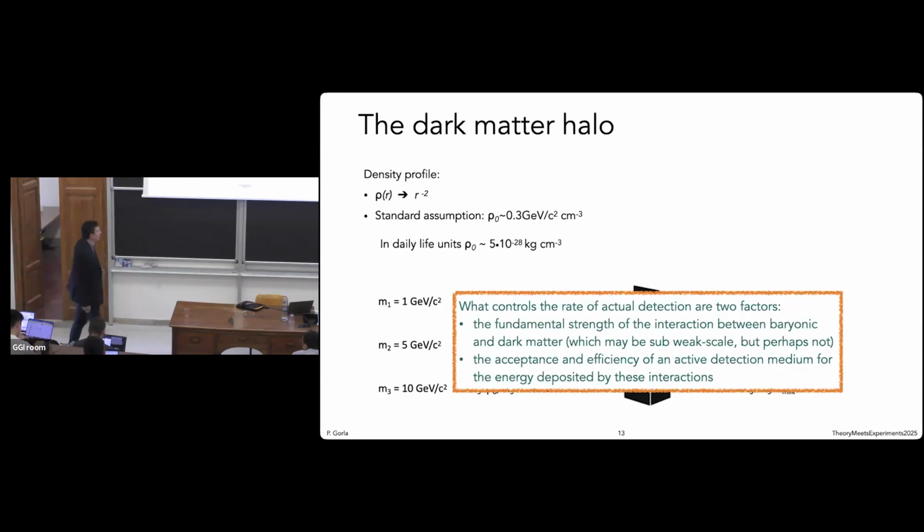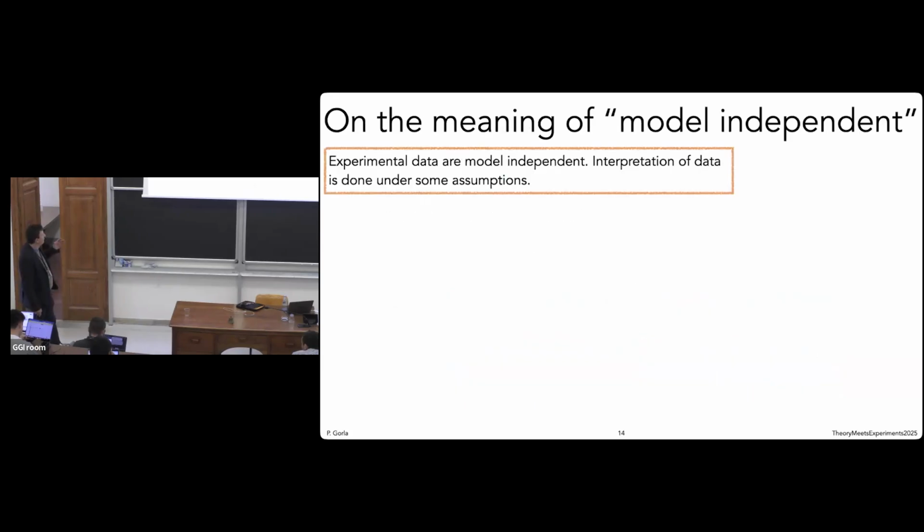What controls the rate are 2 factors: the strength of the interaction between baryonic and dark matter, which to our understanding is in the sub-weak scale, or should be there, but there are also different options. And of course, the efficiency, the capability of the detector medium to detect the specific energy you're looking at. The lighter the dark matter particle, the lower the threshold you will have to achieve. So if your threshold is too high, there's no chance of measuring very low dark matter masses. I will go back to this also.